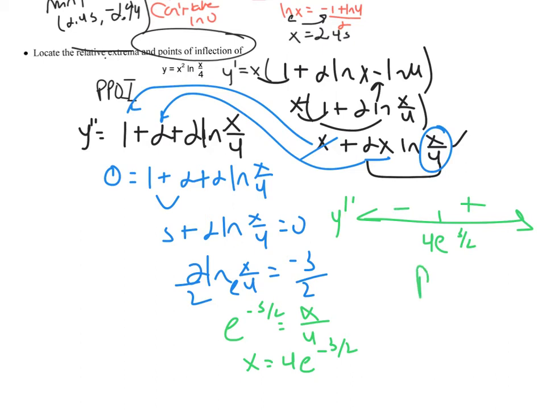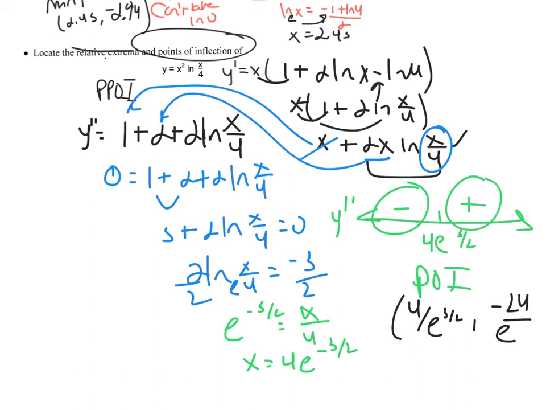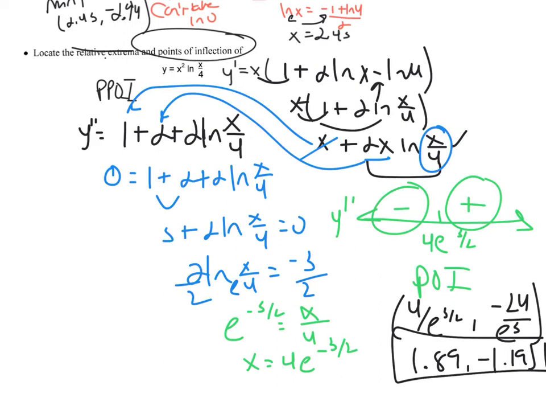So our point of inflection ends up being, because remember, if you forget why this is a point of inflection, we're going from concave down to concave up. So it changes concavity at that point. It's just a reminder. So our point of inflection ends up being, you can either do it as 4 over e to the 3 over 2, comma, negative 24 over e to the third if you wanted to make it exact. That's if you plug it back into the original equation again. Or what most of us are probably going to want to do is you get 0.89, comma, negative 1.19 as an answer. Okay.